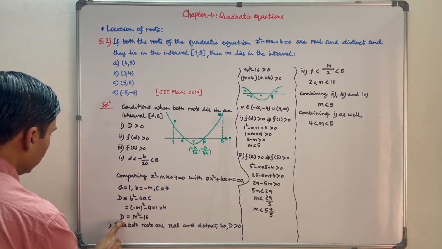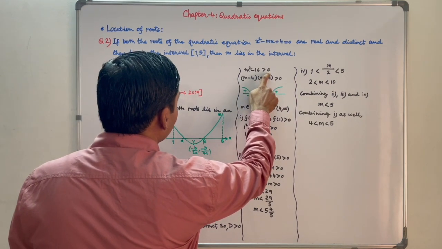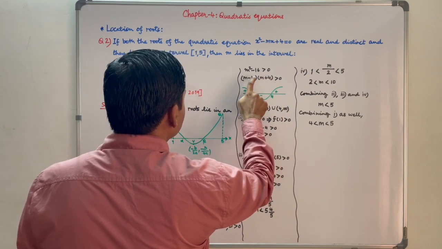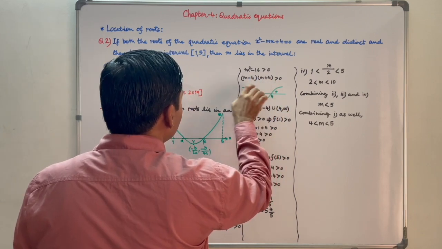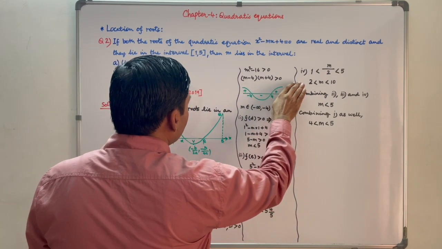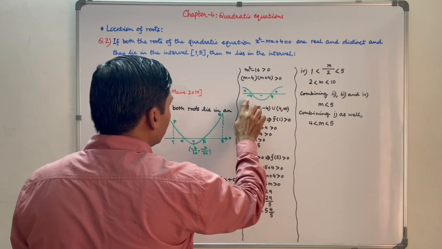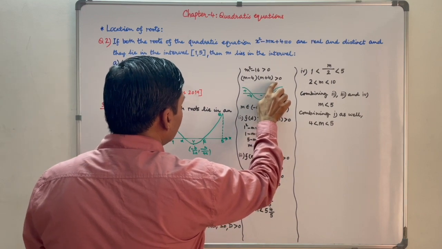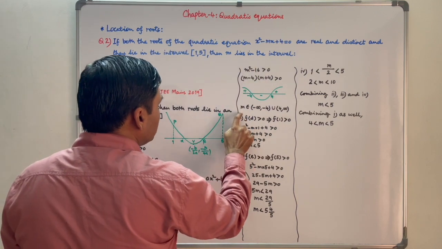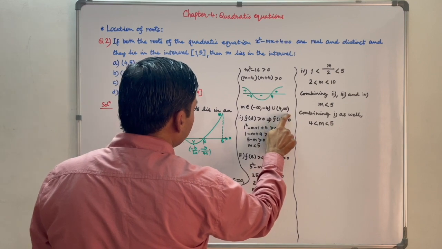Condition 1 says D is greater than 0. So m square minus 16 is greater than 0, or (m minus 4) into (m plus 4) is greater than 0. Critical points are plus 4 and minus 4. Draw a number line and mark the points minus 4 and 4. Draw a wavy curve starting from top right and passing through plus 4 and minus 4. Inequality is greater than 0, so we will consider the zone above the number line. So m lies between minus infinity to minus 4 and 4 to infinity.